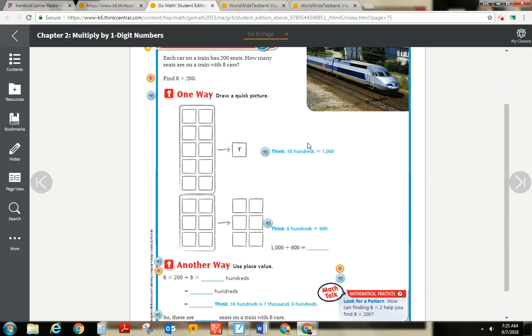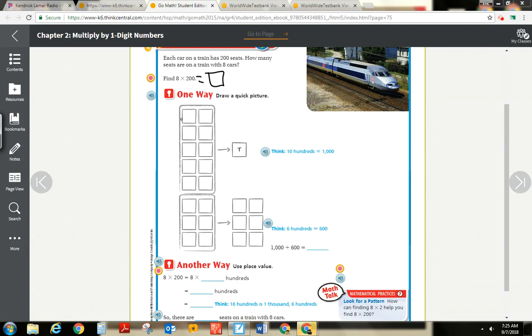All right, so this first problem that we're going to take a look at reads, each car on a train has 200 seats. How many seats are on a train with 8 cars? So we need to solve this equation. 8 times 200 equals blank. So one of the first things that we do, kind of relating back to our basic arrays from 3rd grade, is we would draw a picture.